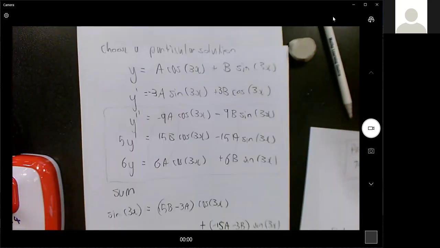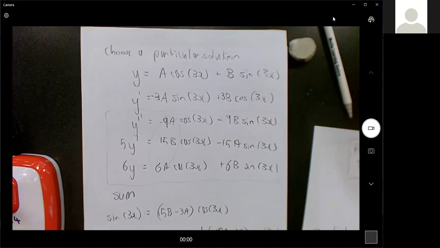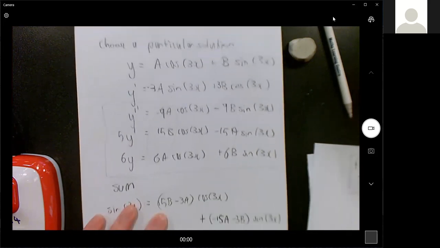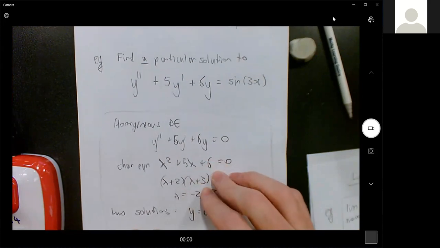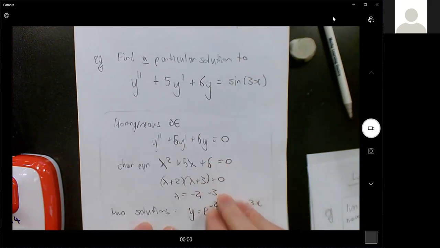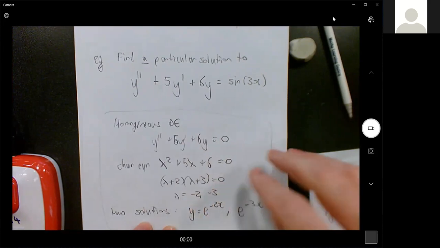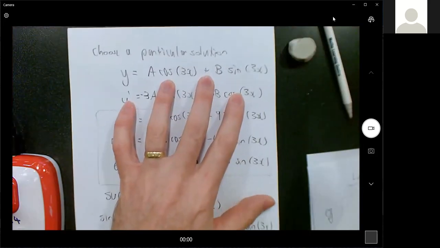So, how do people feel about that? I guess all I want to point out is that in the end I didn't end up using this, but I had to do it just in case the thing that turned up here was already part of the thing I was hoping to use as the particular solution.